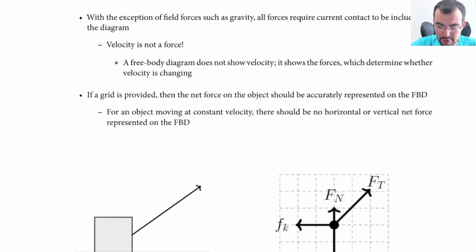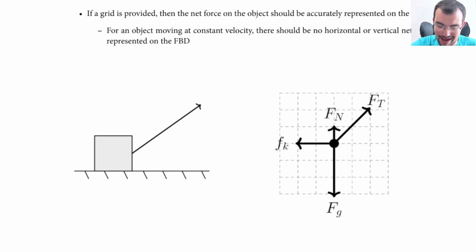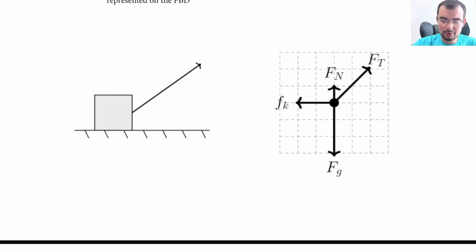And if I give you a grid, it means that we should be able to see some sort of balancing or non-balancing happening. So for example, we don't need to know what these forces are yet, but here's an example. This object is in equilibrium. So notice there's 4 forces. All of them are labeled. They're all distinct arrows that start on the dot and point away from the dot.